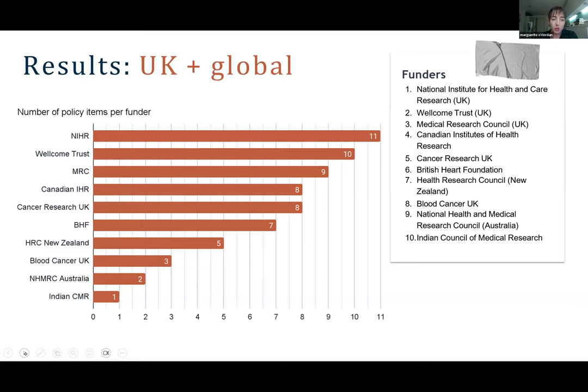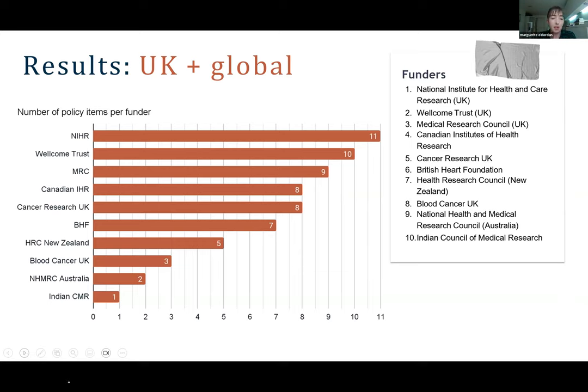So across all the 25 funders, and you'll see the EU ones on the next page, on average, they had adopted just over 5 out of the 11 best practices in clinical trial transparency. But as you can see from this graph, the performance did vary widely. NIHR, unsurprisingly, performed the best, implementing all 11 items. And of course, the Wellcome Trust followed closely. However, if you look toward the end of the graph, it's quite poor in the case of NHMRC, only implementing 2, and so on.